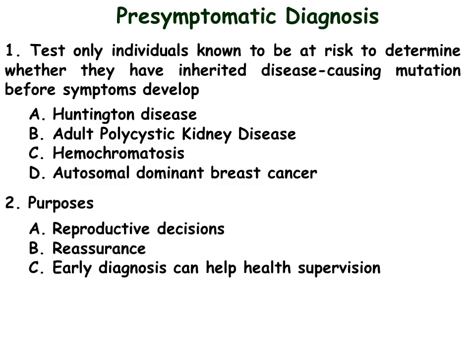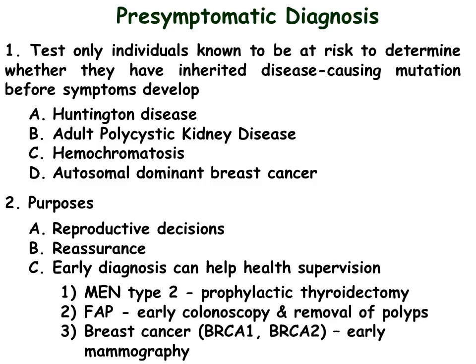Purpose? Reproductive decisions, reassurance, early diagnosis. It can also help with health supervision. And these are some of the other things that we can do. If they had familial adenomatous polyposis, they can have early colonoscopies and removal of the polyps, and for breast cancer, early mammography, etc.